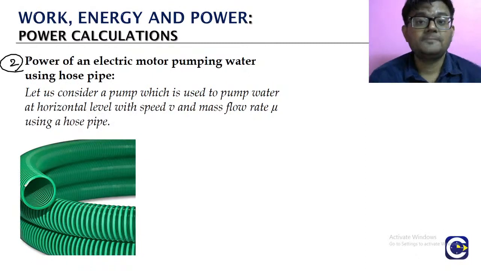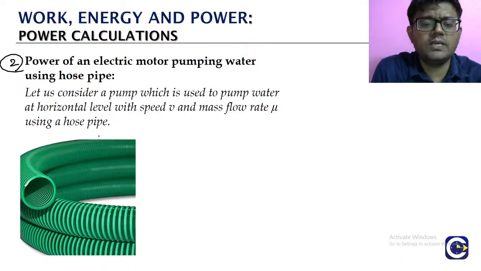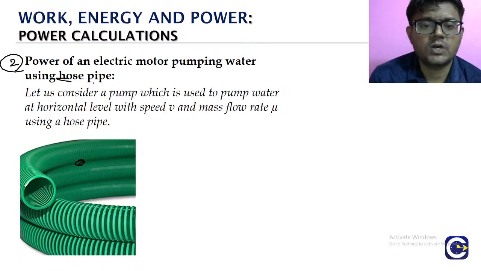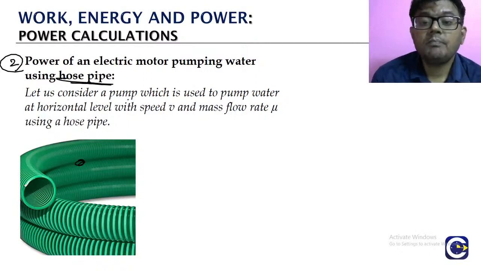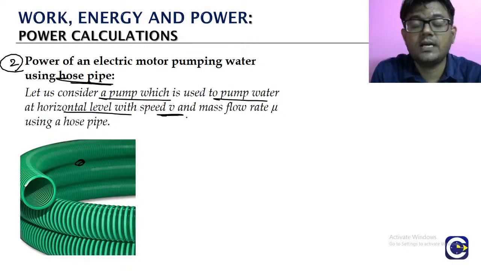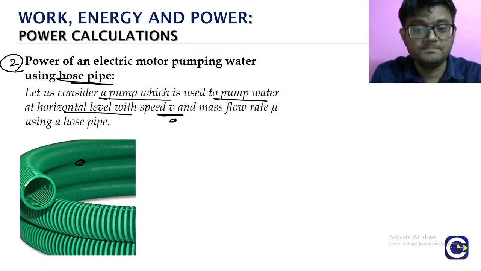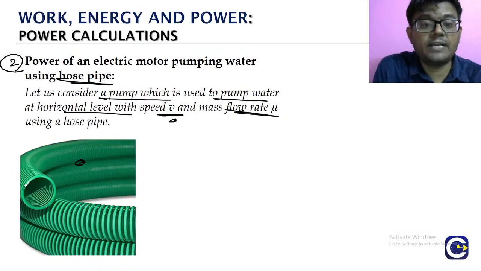generally on the horizontal level. Generally we will use these kinds of pipes, right? They are called what? Hose pipes. If you have a pump which is used to pump the water at a horizontal level, the thing we'll focus on is with what speed the pump is able to make the water flow. The speed with which the water is flowing is V.